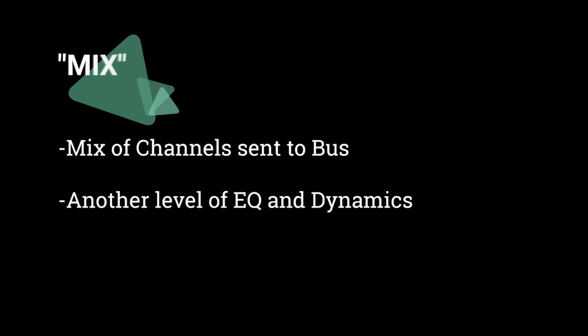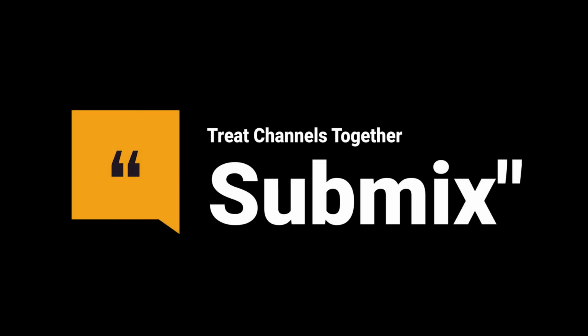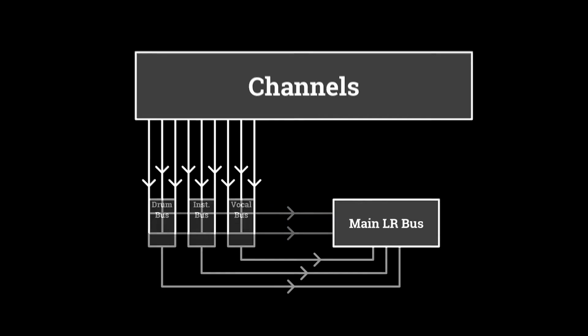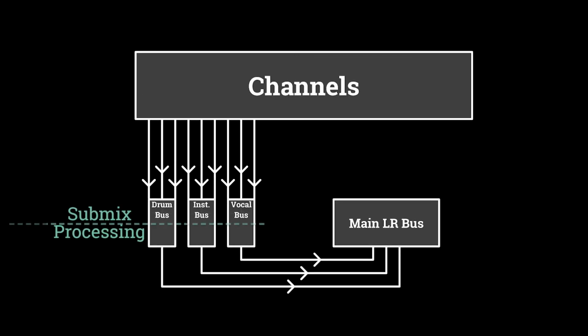Additionally, buses allow another level of EQ and dynamics processing. You can use this to process whole mixes differently based on what's appropriate for where you're sending that mix. Or this could be used to treat groups of channels together in a submix, where channels are not sent directly to the main left-right bus, but are first sent to a mix bus where they are processed together, and then that bus is sent to the main left-right bus. This can be a really helpful way to route and treat channels together, via buses.